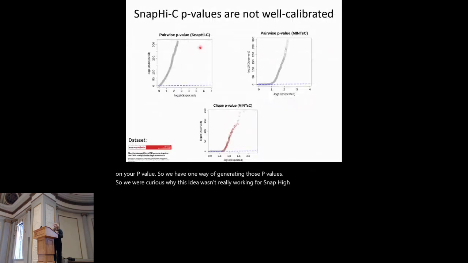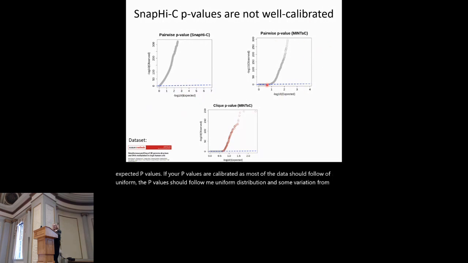And it turns out that SNAP Hi-C p-values are really not well calibrated at all. So this is actual data, and this is expected p-values. If your p-values are well calibrated, as you know, most of the data should follow the p-values should follow a uniform distribution and some variation from it.